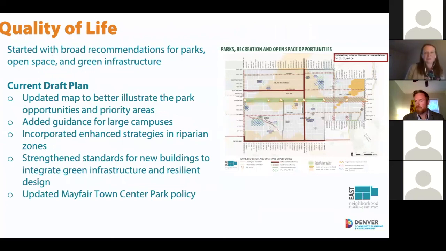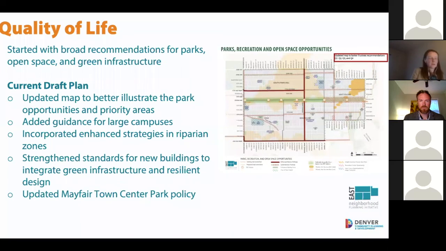Quality of life, this is one of our parks and our environmentally resilient section of the plan. We received a number of comments about needing to have stronger recommendations for parks, open space, and green infrastructure. And based on input on the first draft, we've made several updates. One, to update our parks map to better illustrate park opportunities and priority areas.